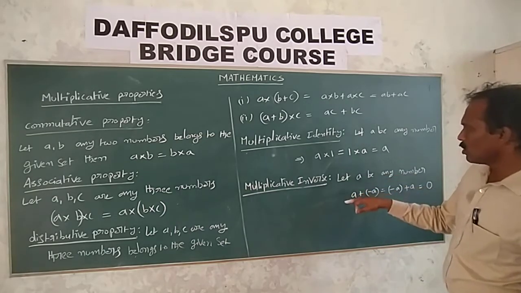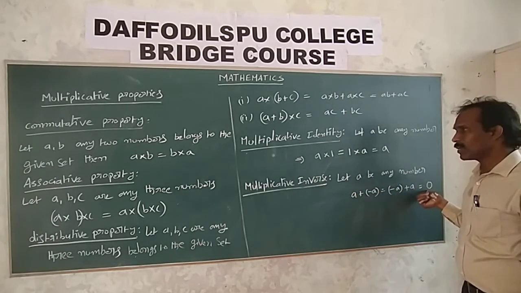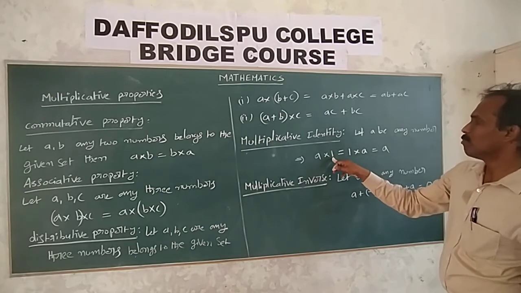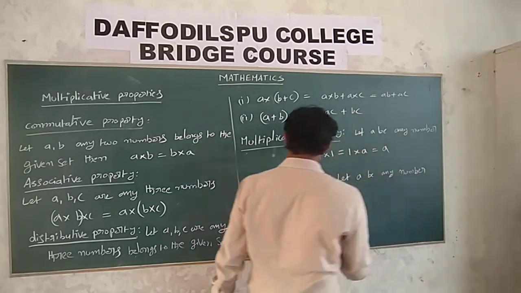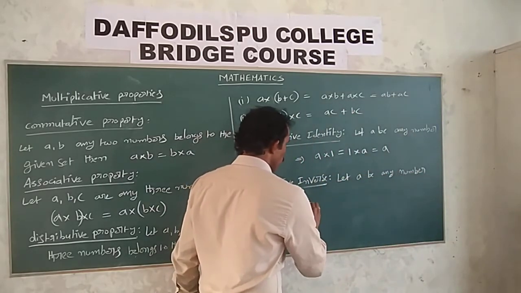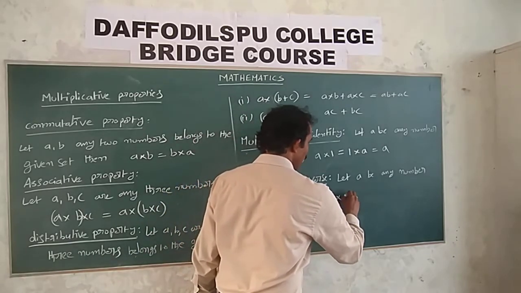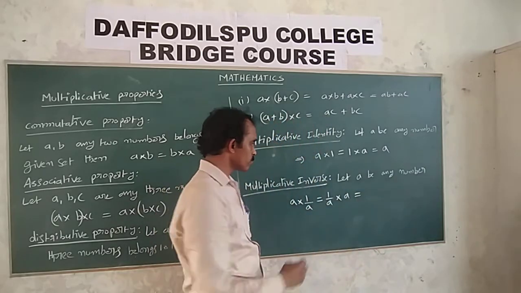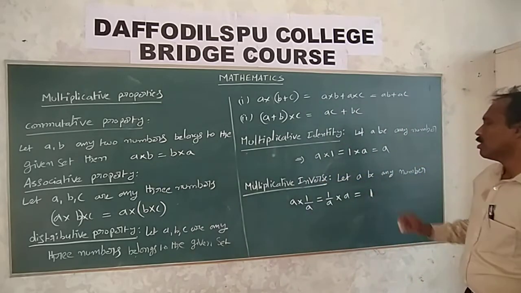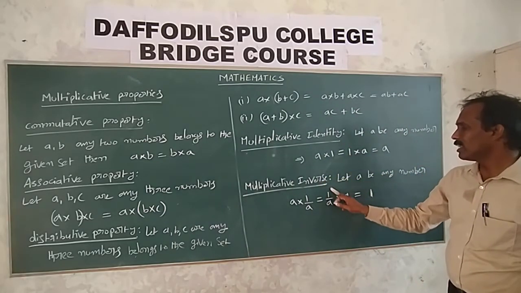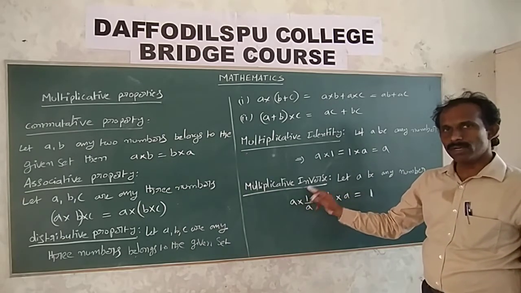Like that, here also, for what value you multiply with the given number, you get the multiplicative identity. The multiplicative identity is 1. Like that, we will check: a into 1 by a is equal to 1 by a into a is equal to 1. So 1 is the multiplicative identity. Here 1 by a is the multiplicative inverse.